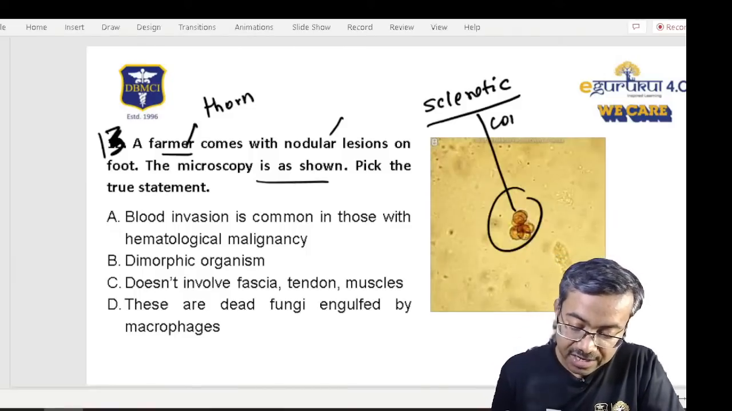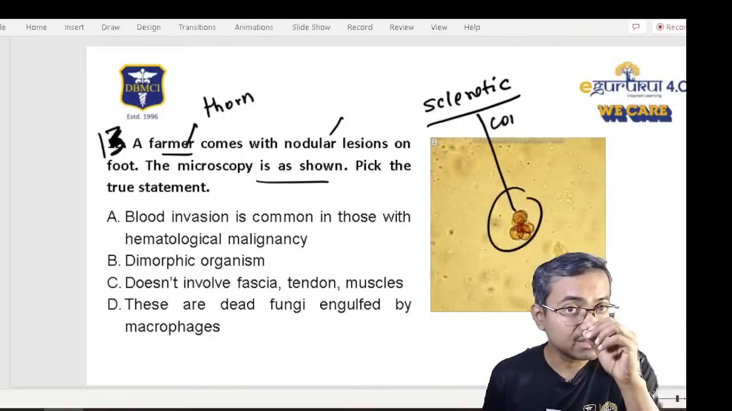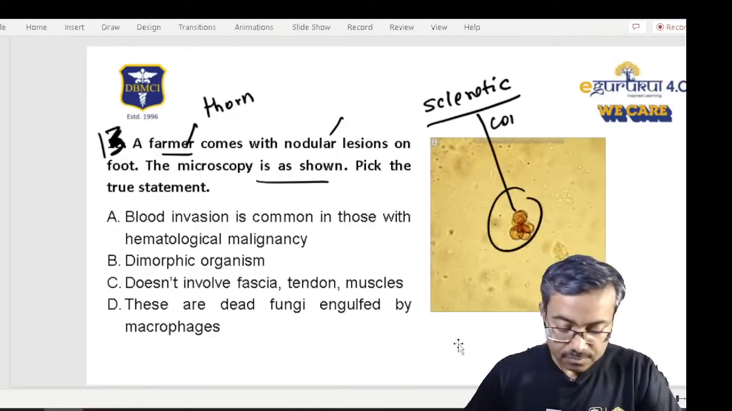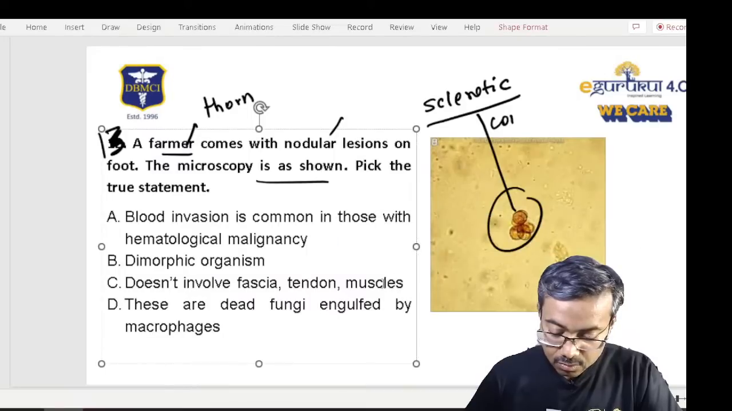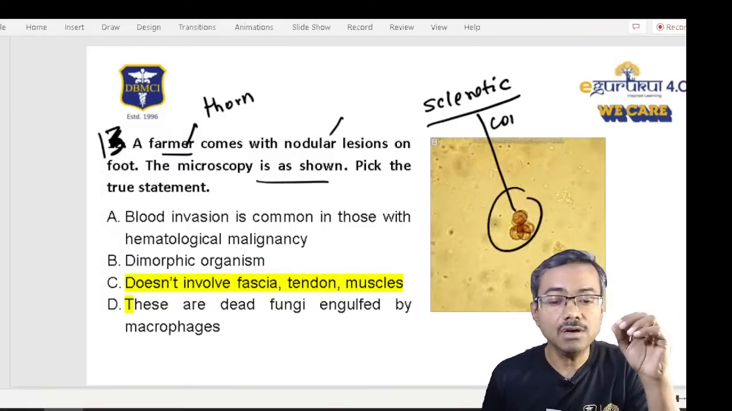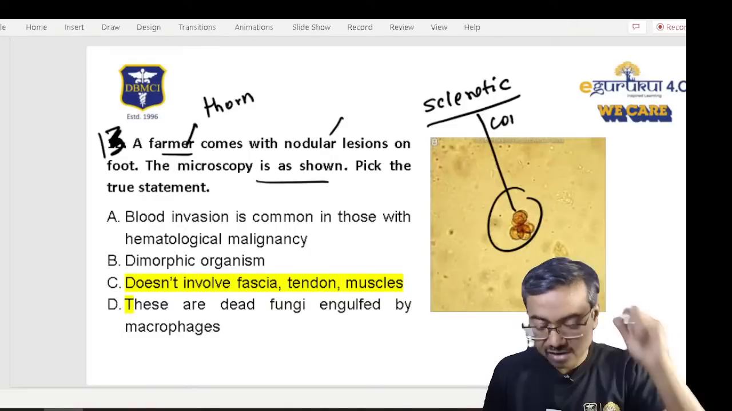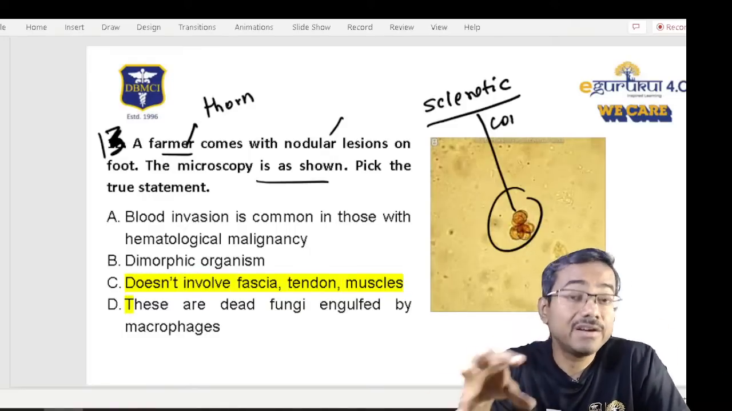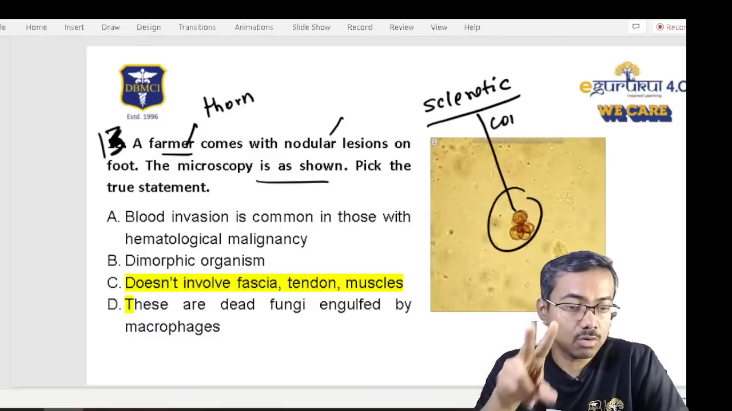Doesn't involve the fascia, tendon, muscles. That is correct. I told you it's only a subcutaneous fungus. So the answer here is the third one. I'm just going to give it a color so you would know. So this is your answer, the C one, doesn't involve the fascia, tendons, and muscles. Now, these are dead fungi engulfed by macrophages, is not correct. These are not dead fungi, these are spores of the pigmented organism, and that's why the answer here is the third one, looking at chromoblastomycosis.